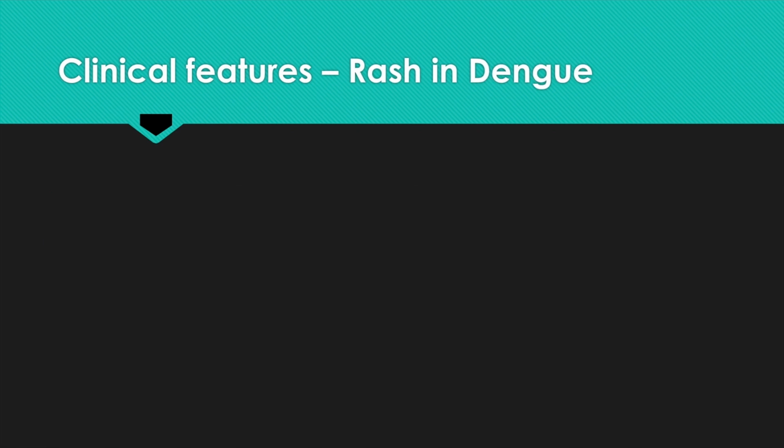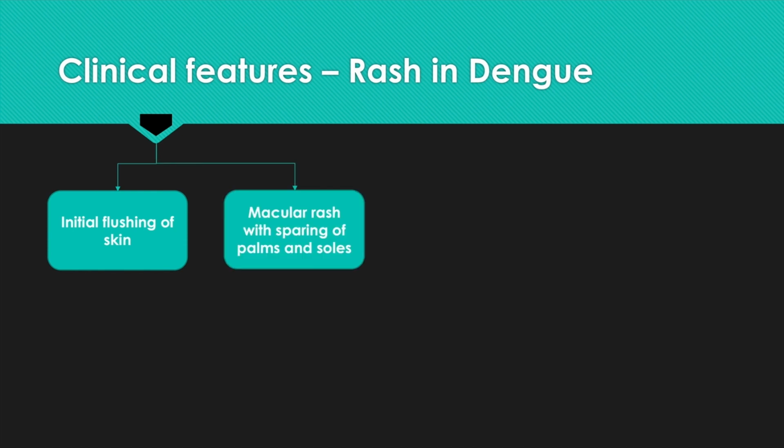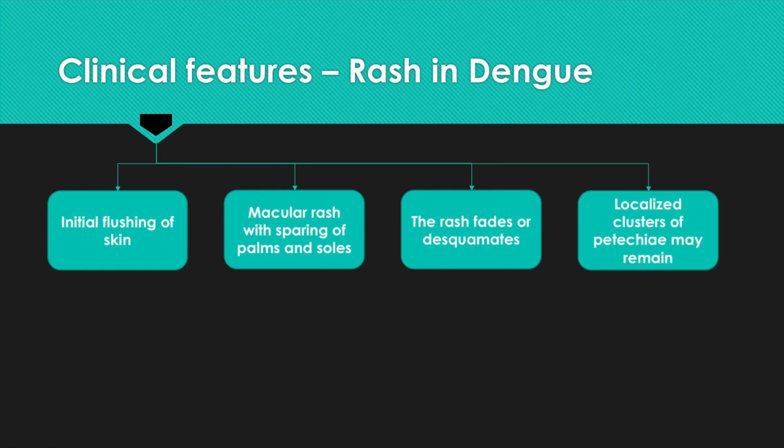Patients with dengue fever also have a rash, and this is initially manifested by flushing of the skin, followed by macular rash with sparing of the palms and soles. The rash eventually fades and desquamates. However, localized clusters of petechiae may remain.